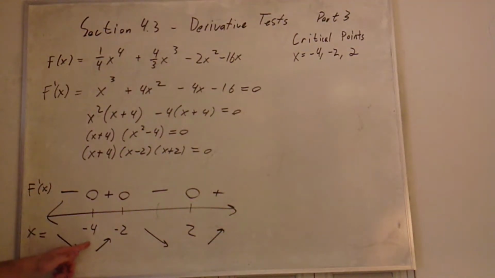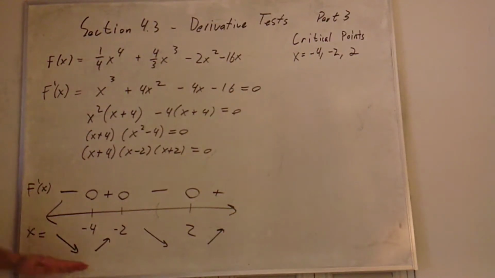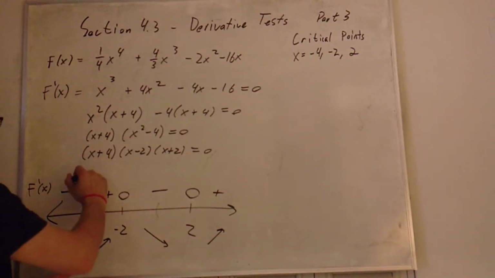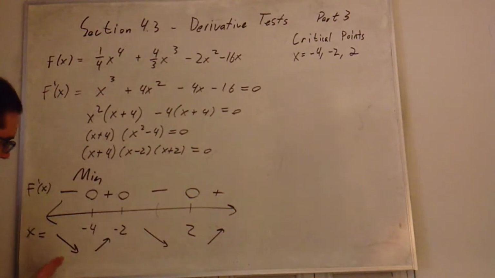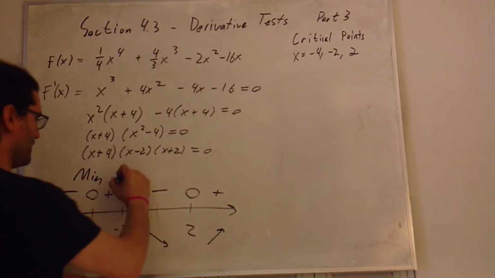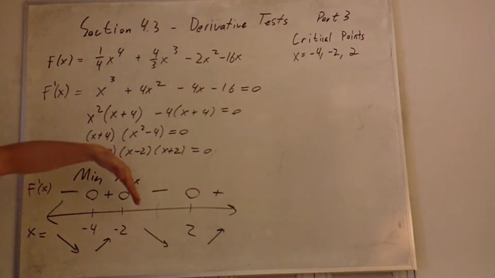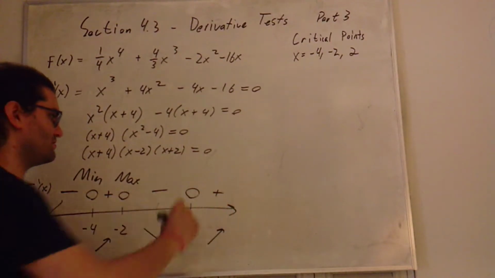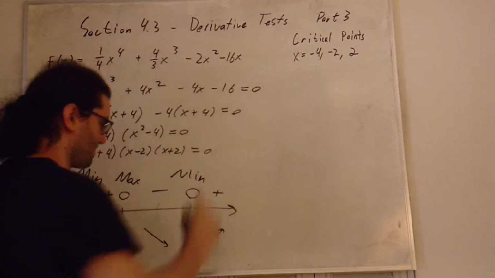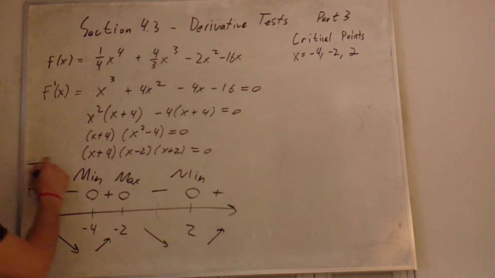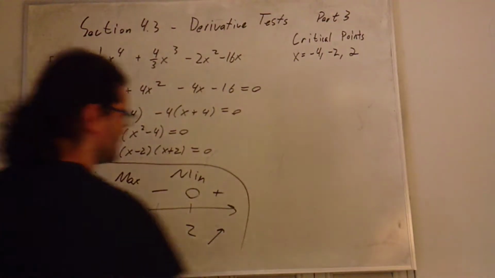So here at negative 4, it transitions from decreasing to increasing, which means you have a minimum. At negative 2, it transitions from increasing to decreasing, so you have a maximum here, local max. And here it transitions from decreasing to increasing, so you have a local min. And that is the first derivative test.